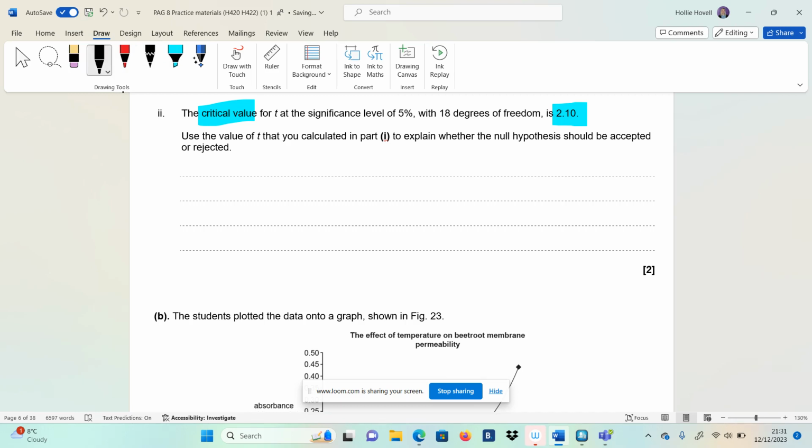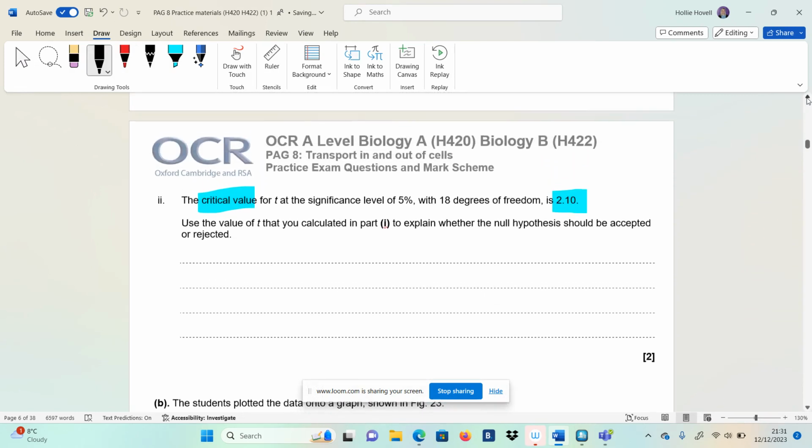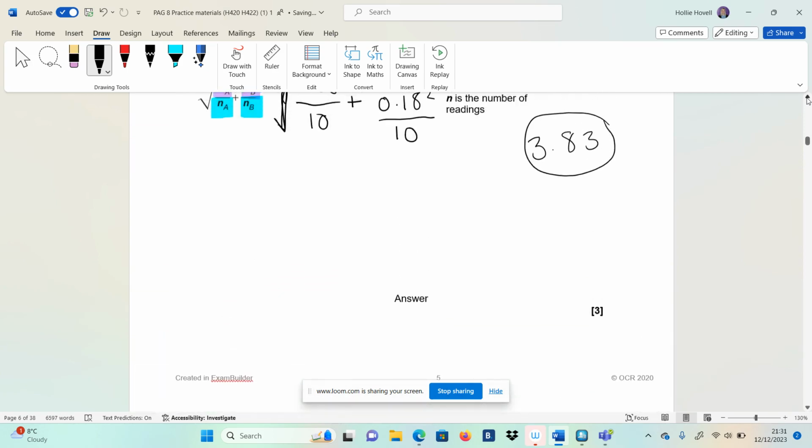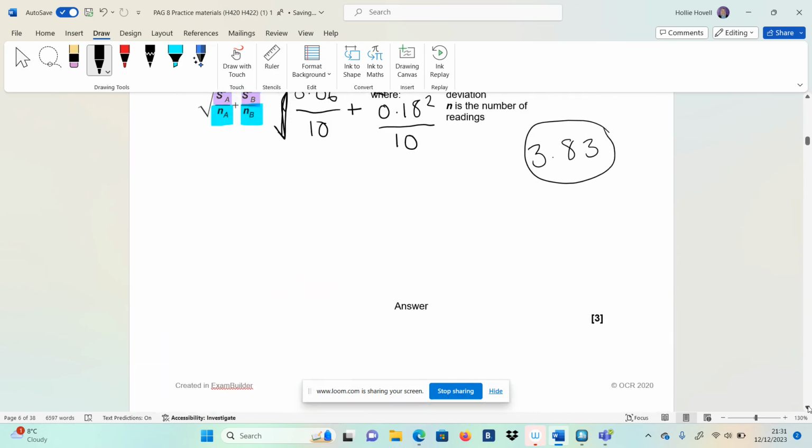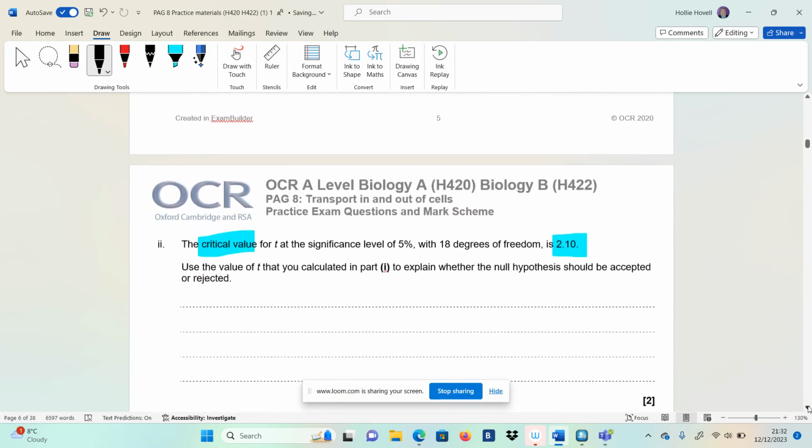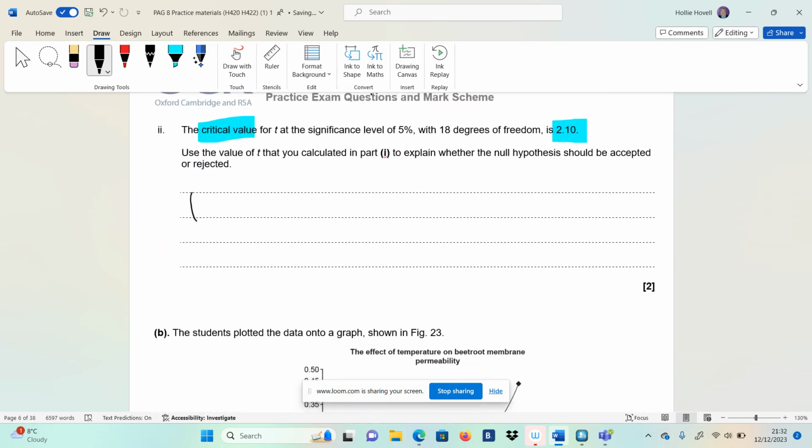Now, what we're doing with statistics is basically saying, is our result higher or lower than the critical value? The value that we calculated in our previous one was 3.83. So we said T is 3.83, and we're going to compare our result to the critical value. We've got to say whether it's larger or smaller than the critical value. So 3 is obviously higher than 2, so we can say this is higher than the critical value. And then the last bit is interpreting that, and this is something you just have to learn.